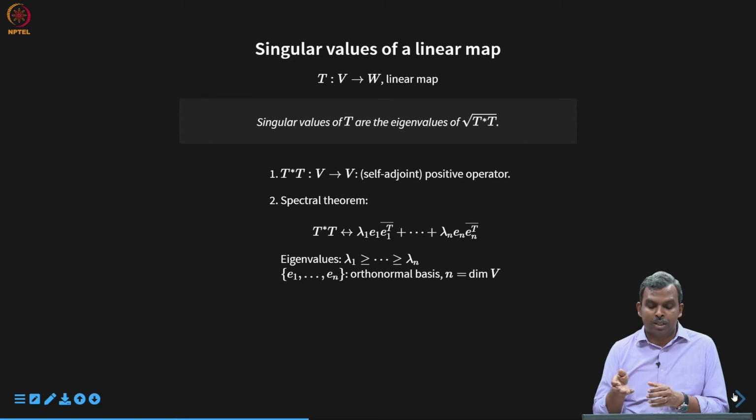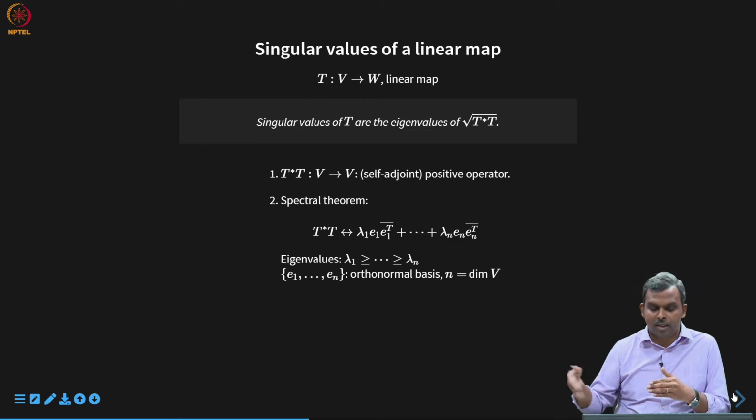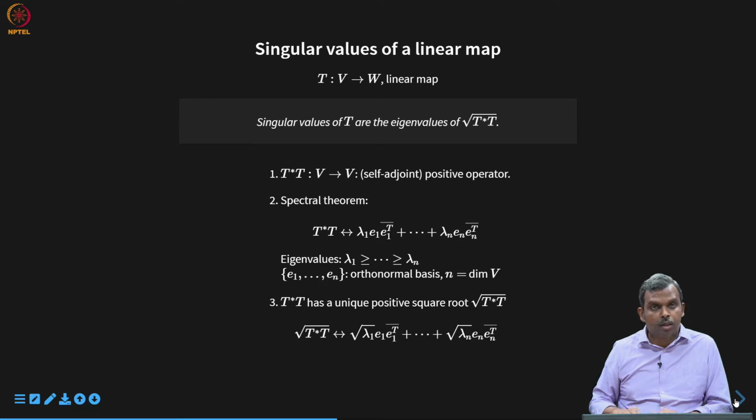Lambda 1 E1 transpose E1 conjugate plus ... plus lambda n En conjugate transpose. Okay, and these eigenvalues are non-negative, so you can sequence them in decreasing order like that. And this E1 to En is an orthonormal basis, n is the dimension, all that. So we know this is true. From here we can define the unique positive square root of T star T.